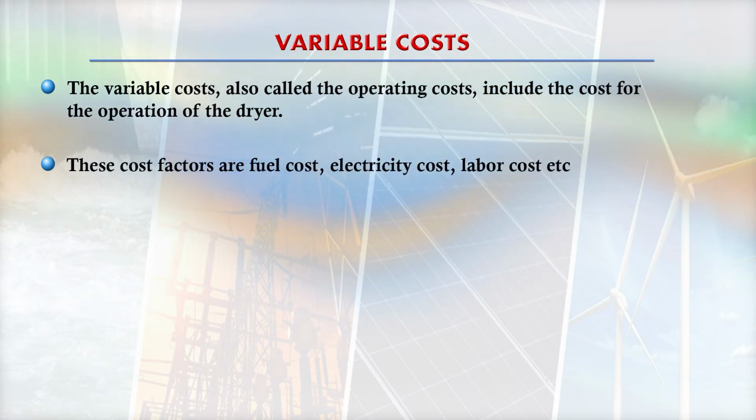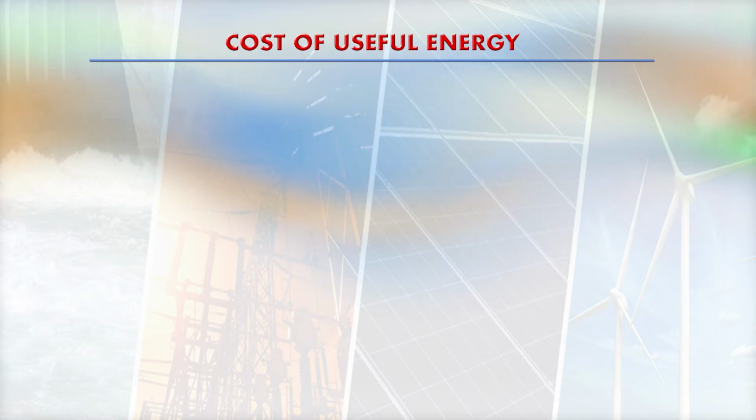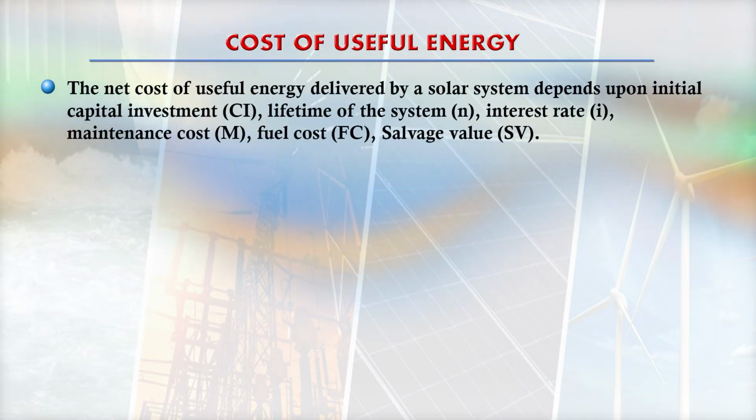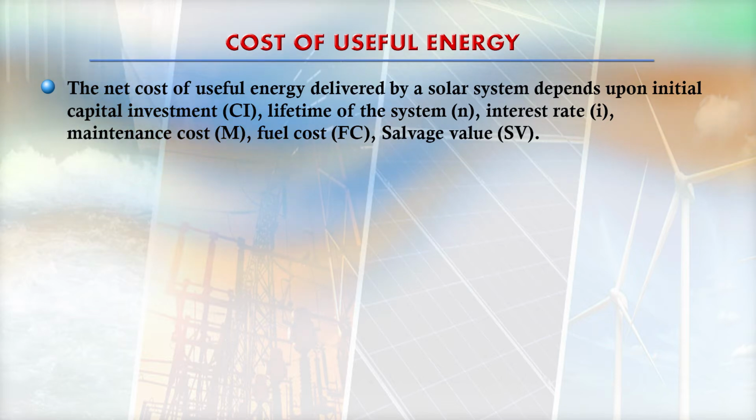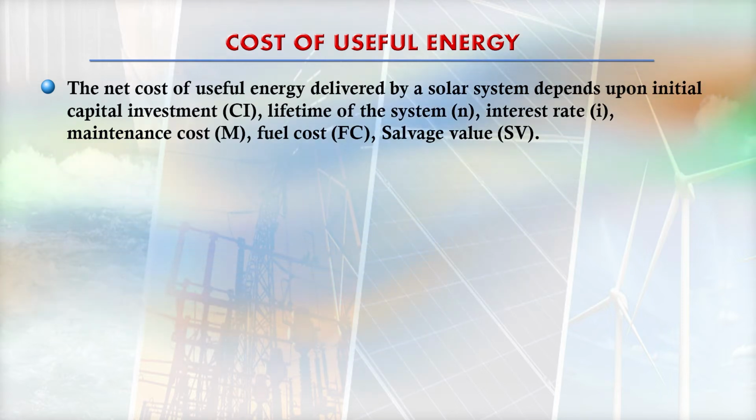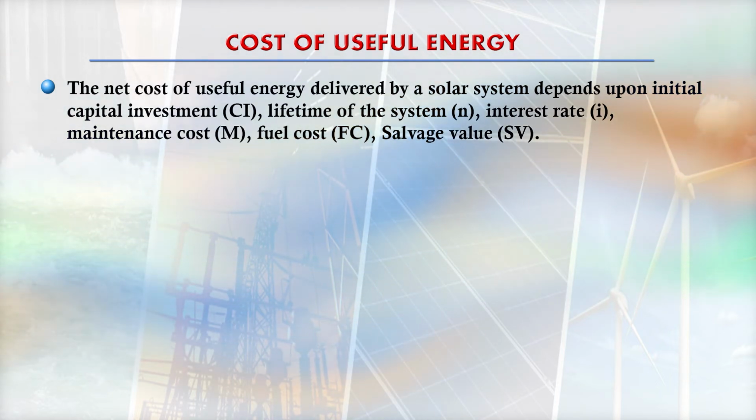These cost factors are fuel cost, electricity cost, labor cost, etc. Then we calculate the cost of useful energy. The net cost of useful energy delivered by the solar system depends on the initial capital investment, denoted as CI, lifetime of the system, denoted as N, interest rate, denoted as I, maintenance cost, denoted as M, fuel cost, denoted as FC, and salvage value, denoted as SV.